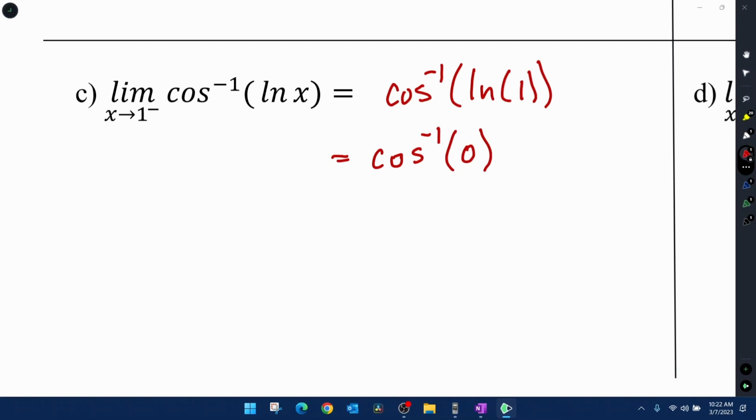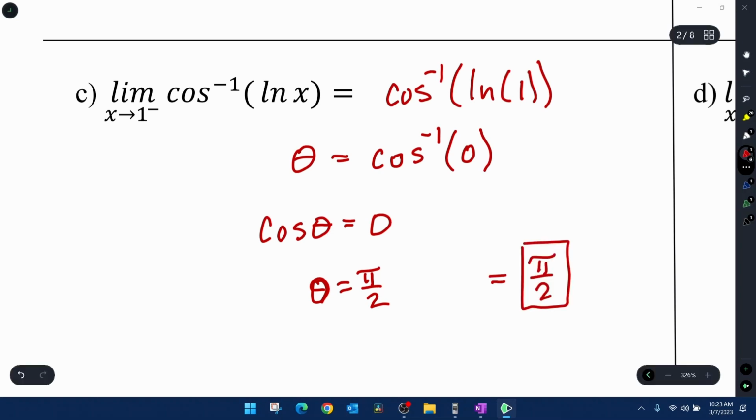But then do y'all remember that an inverse trig function actually equals a theta? So now can I move the cosine back to the other side and go to my unit circle and find an x coordinate that has a value of 0? And where would that be at? So that means the limit would be pi over 2.